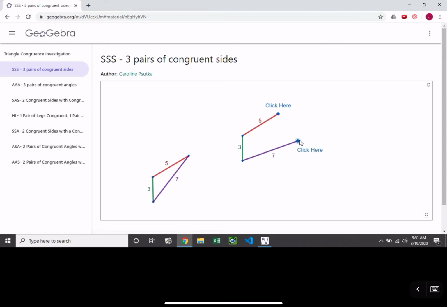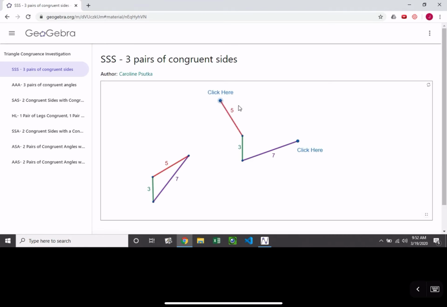And I will give the link to this site. So the first way is 3 pairs of congruent sides. Now, congruent means that they are the same measure for segments and also for angles. And then for triangles, it has all the same measures for the sides and all the same measures for the angles.